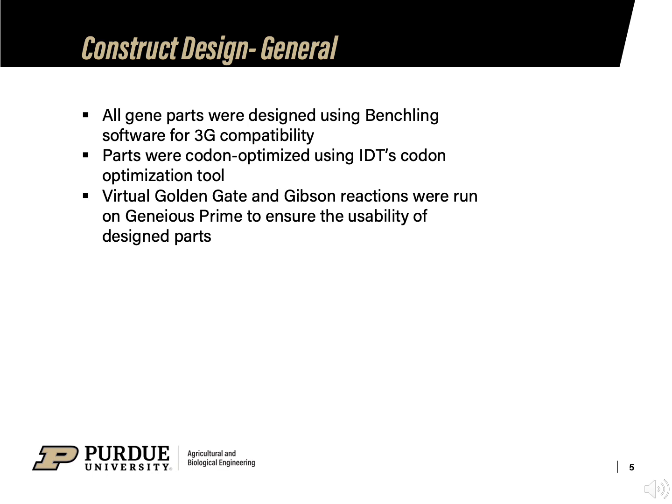Additionally, all of our parts were codon optimized using IDT's codon optimization tool so that they could be effectively created in E. coli. And virtual Golden Gate and Gibson reactions were run using the software Geneious Prime to ensure the usability of our designed parts within the larger system.